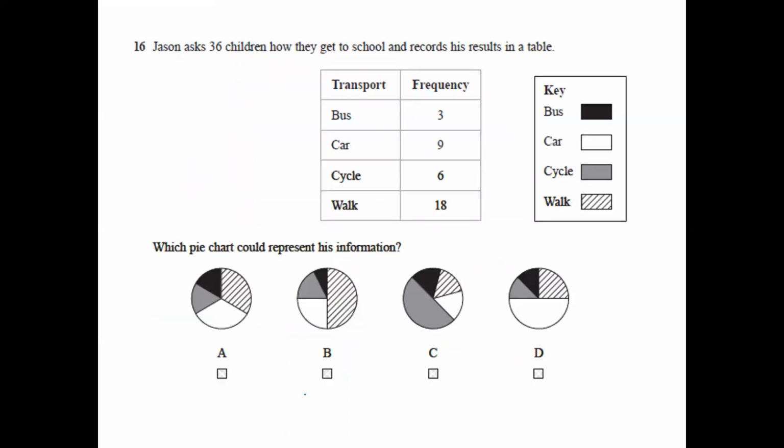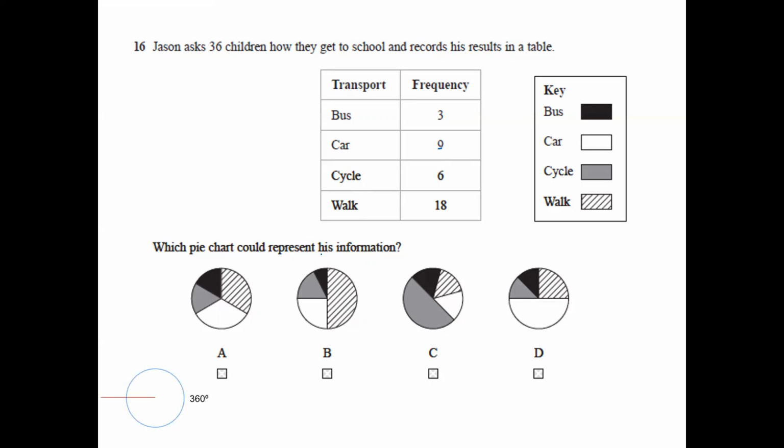Then 16th question. Jason asked 36 children how they get to school and recorded his results in a table. So you can see 3 students are coming to school by bus and 9 students coming by car and 6 students coming by cycle and 18 children are walking to school. Which pie chart could represent his information? Now we have to choose the correct pie chart representing this information, right?